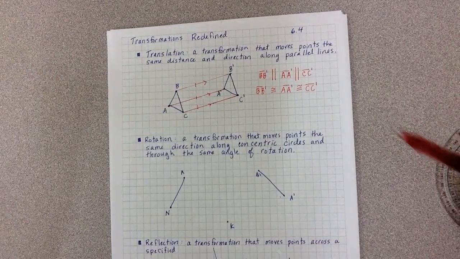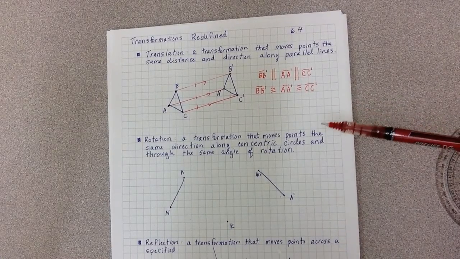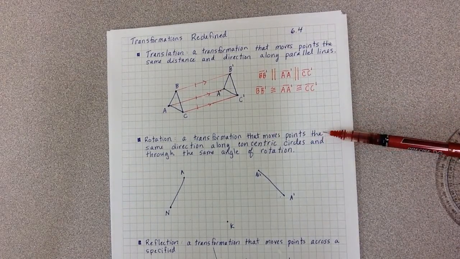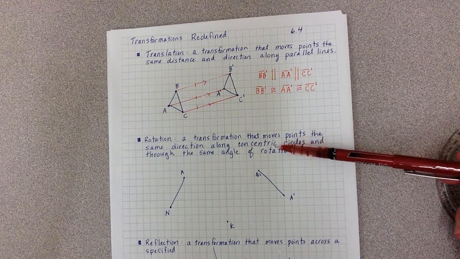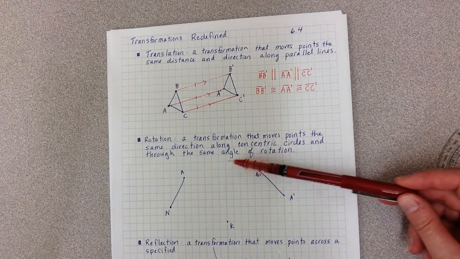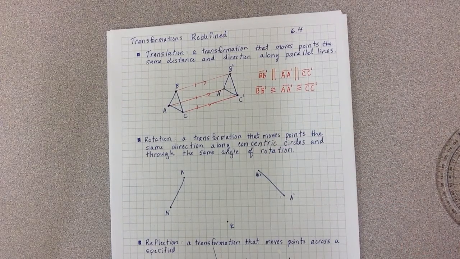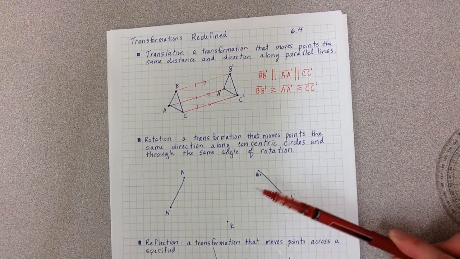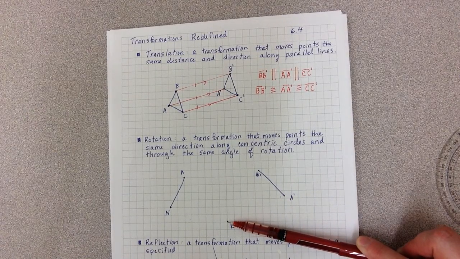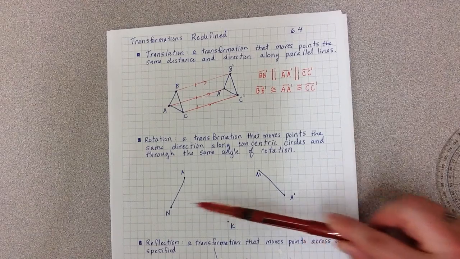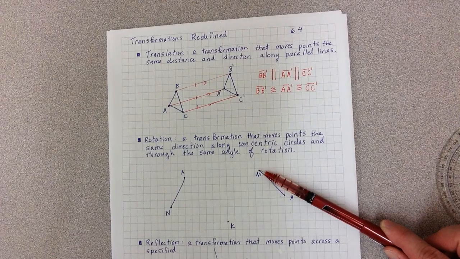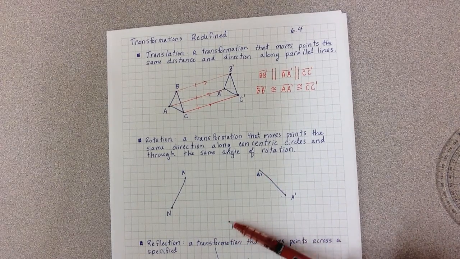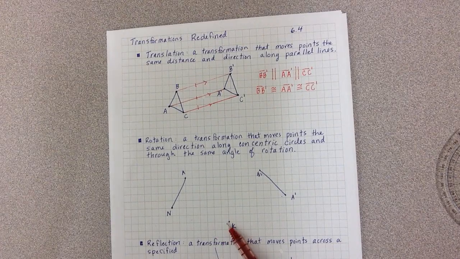The second transformation that you have been working with in this module are rotations. Rotations are a transformation that moves points the same direction along concentric circles and through the same angle of rotation. So what that means is if I drew a circle with center K and radius NK, that N prime would be on it and that it would have the same angle as AKA prime. So let's check that out.